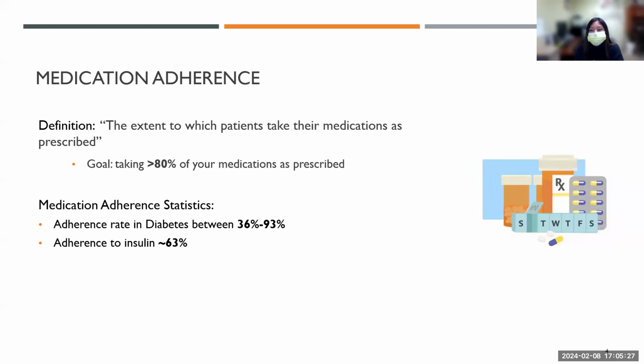So let's look into some statistics about medication adherence in the diabetes population. The adherence rate in the diabetes population actually ranges between 36 to 93%. Within that population group, those on insulin have an adherence of around 63%. So whether you have diabetes or are getting insulin or taking insulin, there is a range and there's some room for improvement in terms of medication adherence.